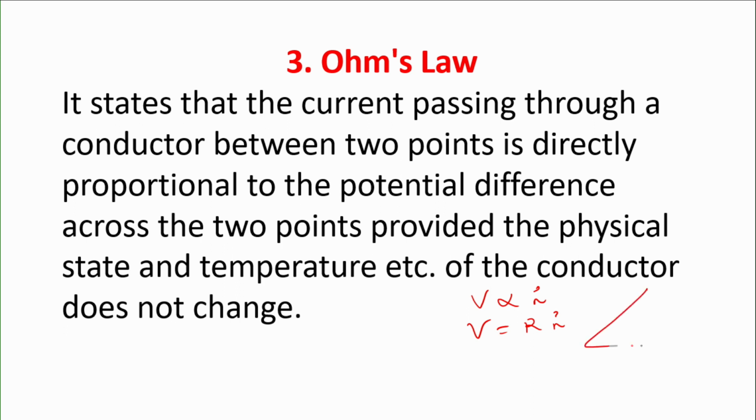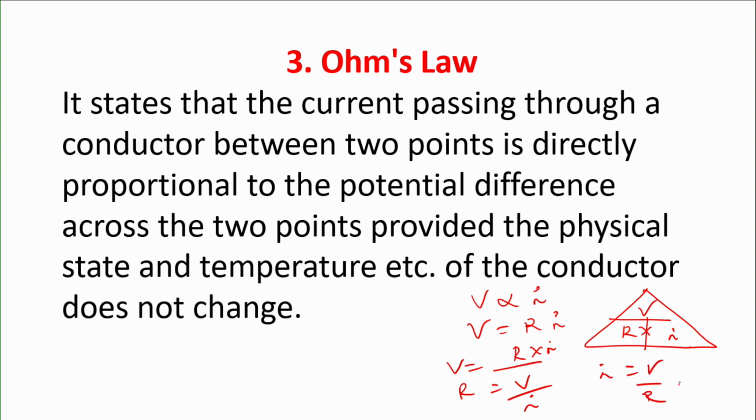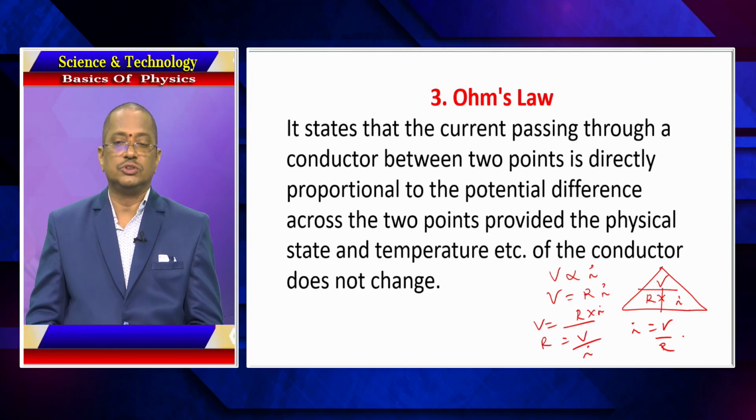We will draw a triangle also, with V, I and R. Cover one quantity and we get V is equal to IR, or R is equal to V by I, or I is equal to V by R. From this you can write V equal to IR, R is equal to V by I, and I is equal to V by R. Clear? You can write it like this.